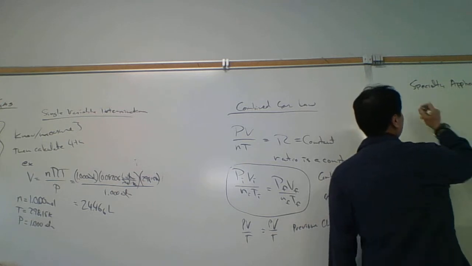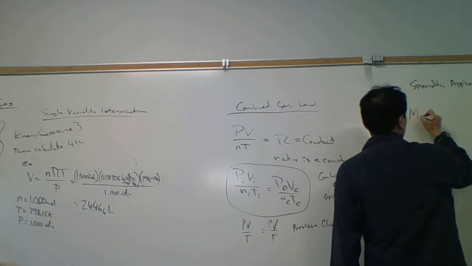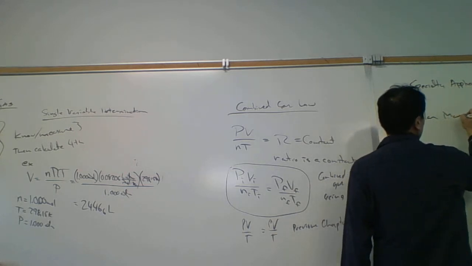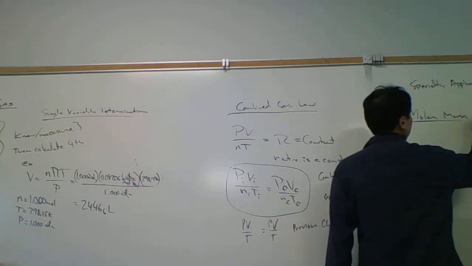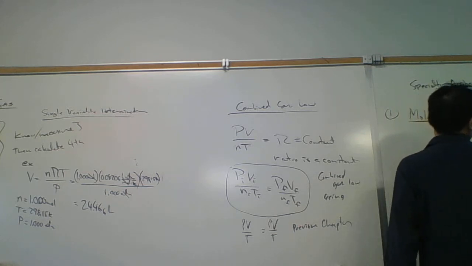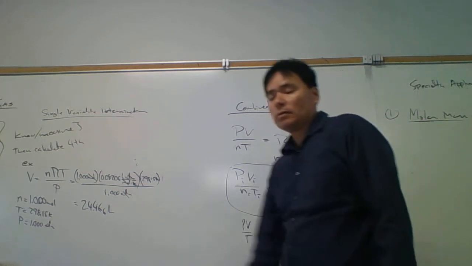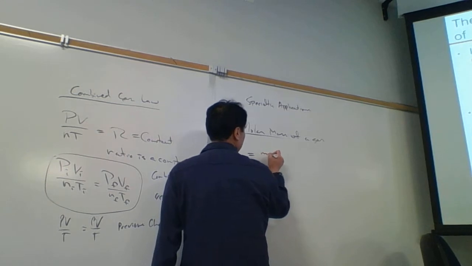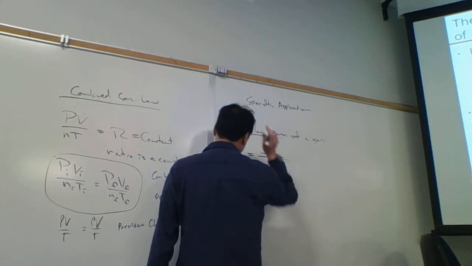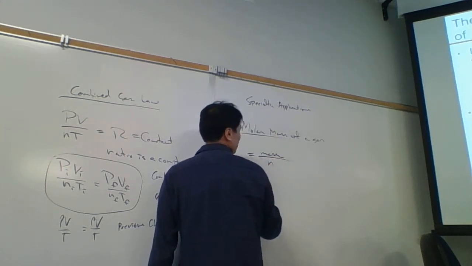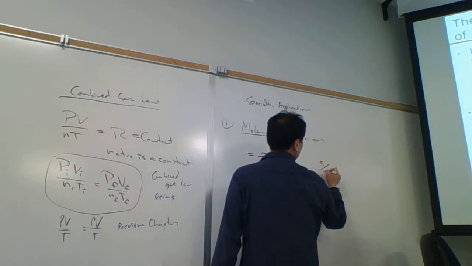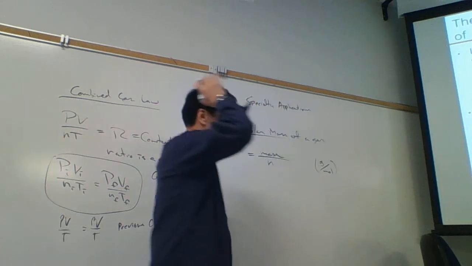I don't use that equation there. I'm going to use it like this. Okay, so we'll do one. Molar mass of a gas. The molar mass of a gas is, if I have a mole, how much does a mole of that gas weigh? In other words, it's equal to the mass of the gas divided by the number of moles. And so the units would be grams per mole.